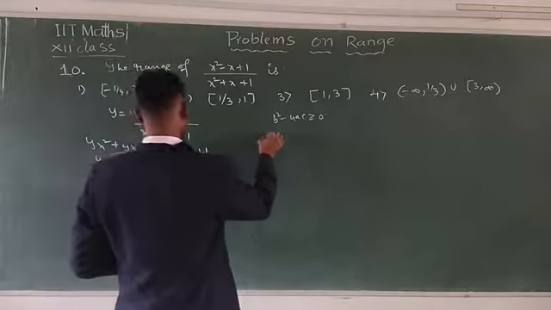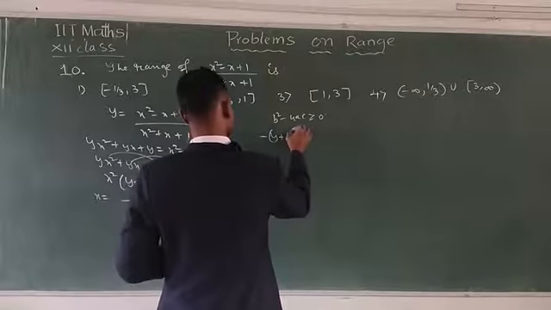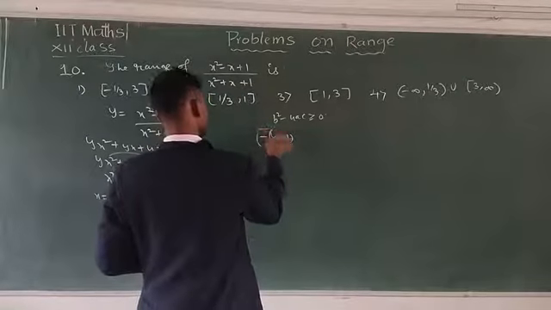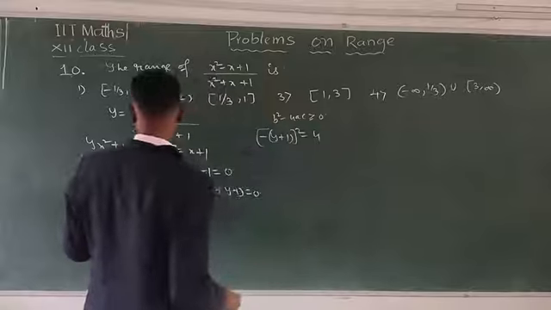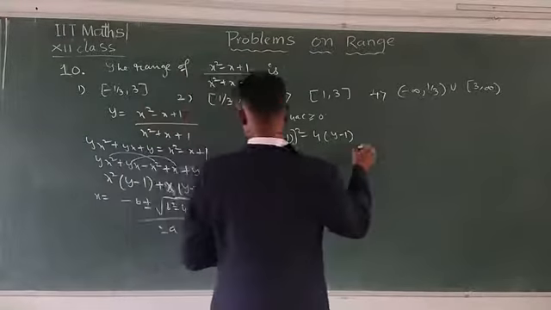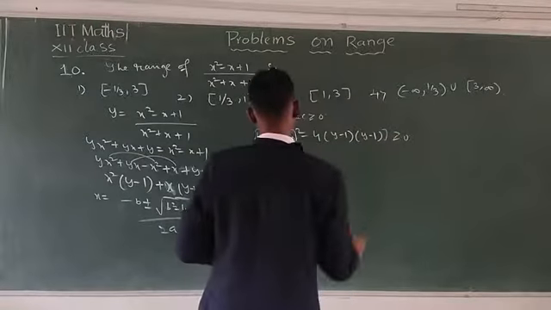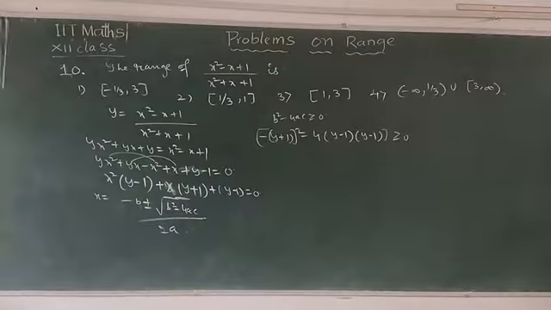Okay, now see here, b square means what is the value here? b is minus of y plus 1, whole square, minus 4 into a, where a is y minus 1, into c, where c is y minus 1 times y, is greater than or equal to 0.